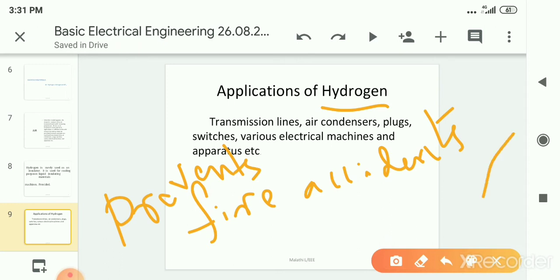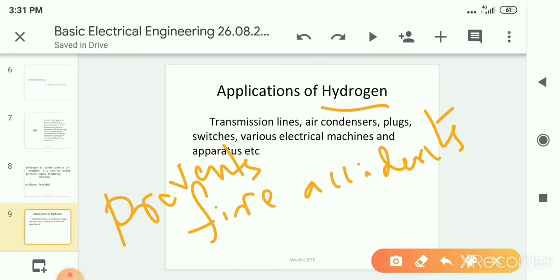And it is used for cooling purposes in electrical machines. It is used as a fuel in rockets. Hydrogen is used as fuel, so it is also called rocket fuel. Remember this point. And it is used in the manufacture of fertilizers and filling weather balloons.